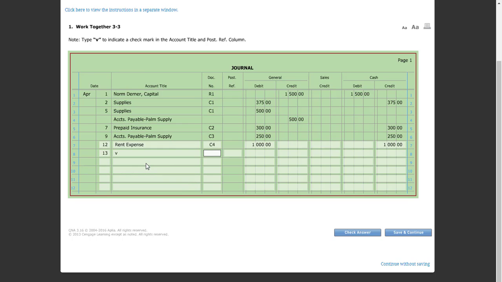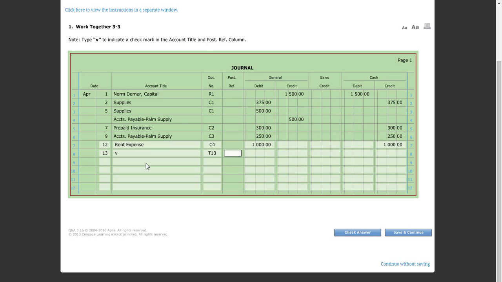Now my source document is T13. Why is it 13? It's the date. Okay, so your calculator tape numbers are not going to be consecutively numbered. It will always be T and the date of the transaction.